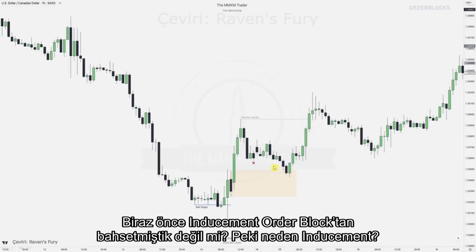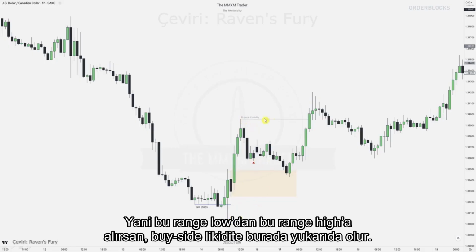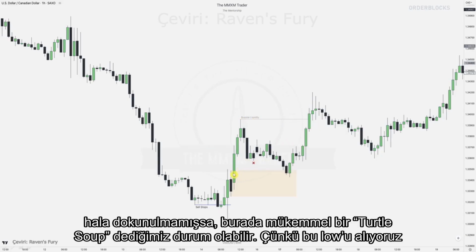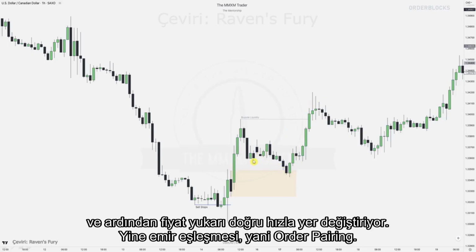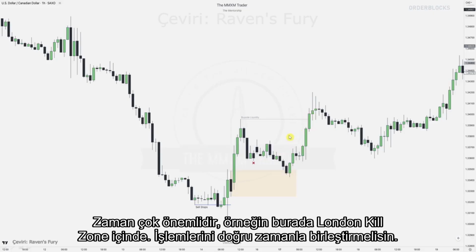We just talked about that inducement order block, right? Inducement, why is it inducement? Because we have a short-term low formed just before this level over here, right? So if you take this range low to this range high, buy side liquidity is above here. When you have a short-term low formed near the middle of the range and the order block has still not been touched, you can have a perfect turtle soup, so to say, because we're raiding this low and then displacing up higher. So this is pairing up orders again. It's order pairing. We have sell stops down here, price pushes down lower into it and then accumulates buys for it to push up higher.